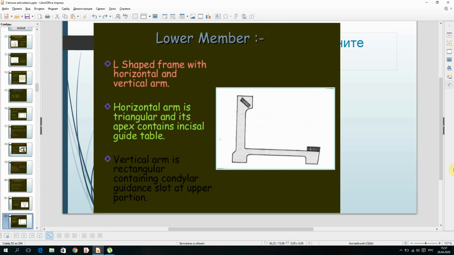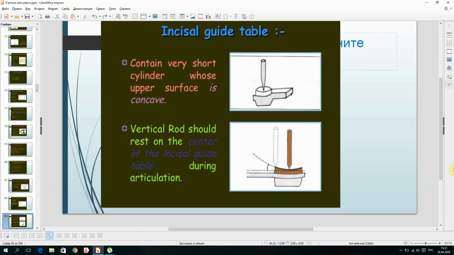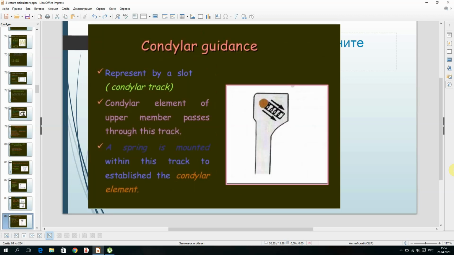Vertical arm is rectangular, containing a condylar guidance slot at the upper portion. Incisal guide table contains a very short cylinder whose upper surface is concave. Vertical rod should rest on the center of the incisal guide table during articulation. Condylar guidance is represented by a slot, the condylar track. Condylar element of the upper member passes through this track. A spring is mounted within this track to stabilize the condylar element.